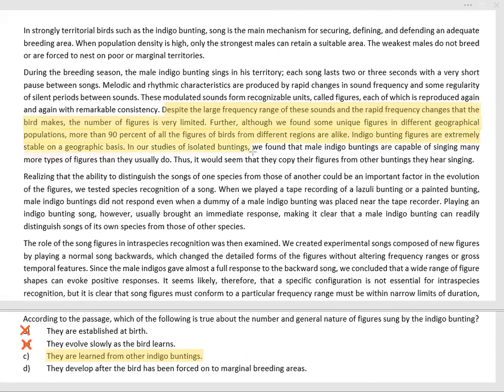In our studies of isolating buntings, we found that male indigo buntings are capable of singing many more types of figures than they usually do. Thus, it would seem that they copy their figures from other buntings they hear singing. So the last statement gives us exactly this, that the songs are learned from other indigo buntings. So we can qualify option C as a valid answer.